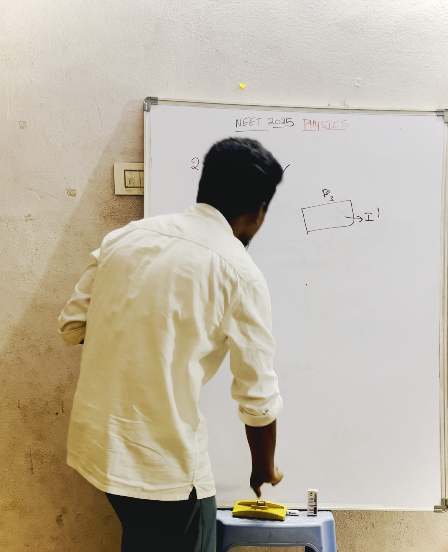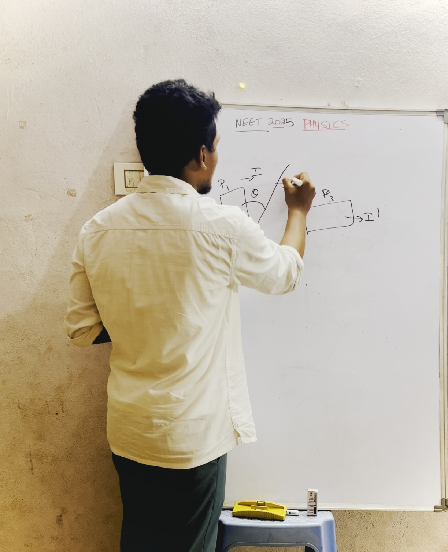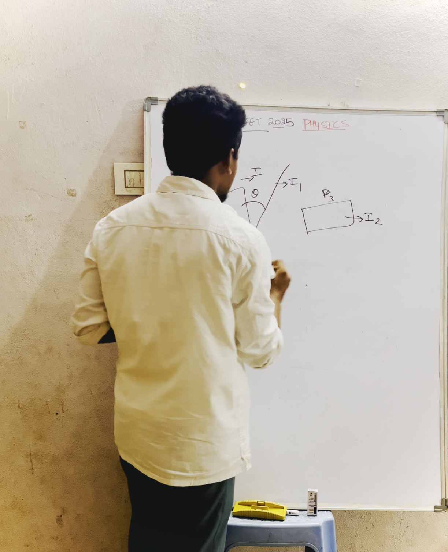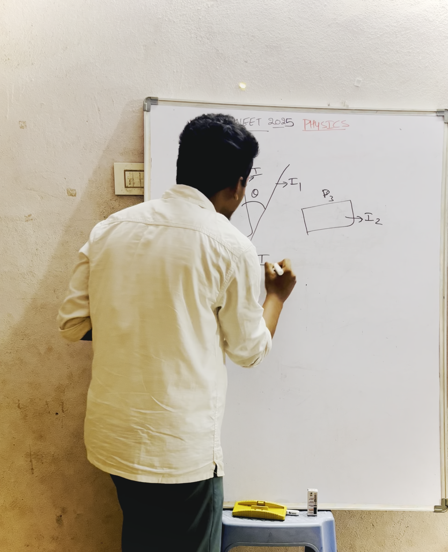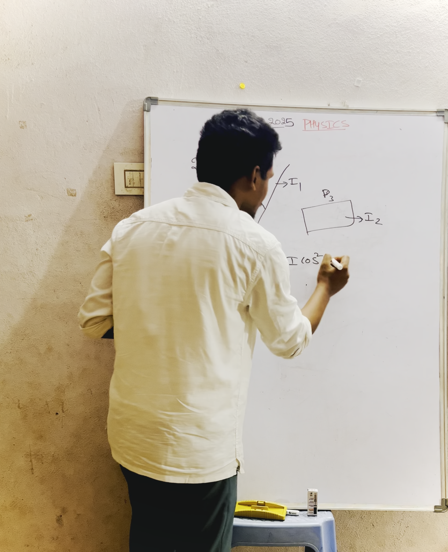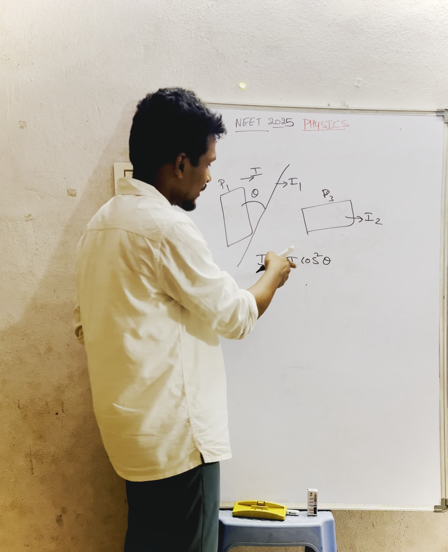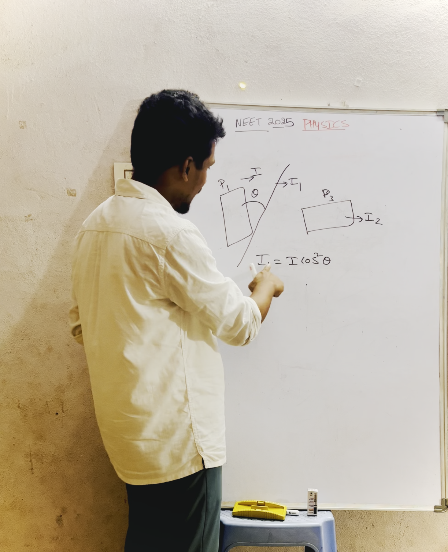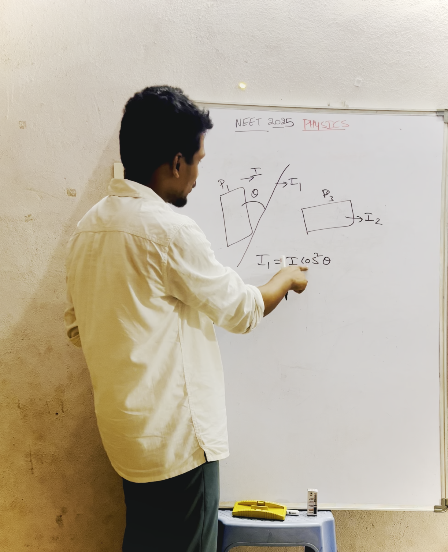So first let's find this value. Let's say this is I1. Let's call this I2, right? So I can write I1. I1 is equal to I into cos square theta, because this is what we call Malus's law in polarization. I can write I1 is equal to I into cos square theta.